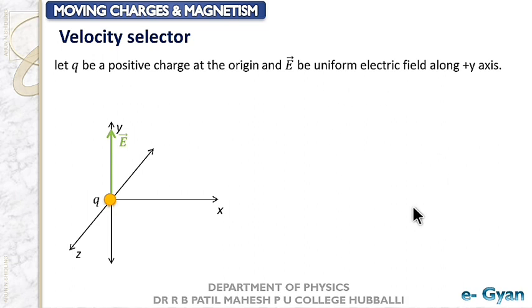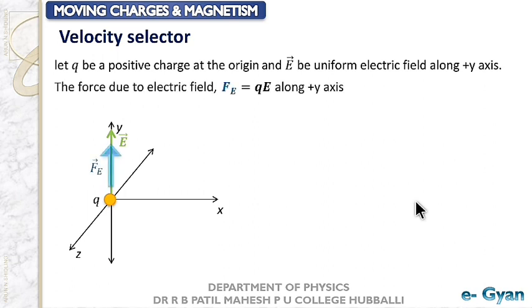Now you know that the force on the charged particle will be along the y-axis. It would be written like this: Fe is equal to QE. So I am taking the magnitude of this. The magnitude would be QE and the direction is along the positive y-axis.